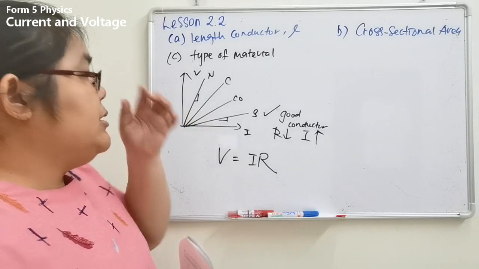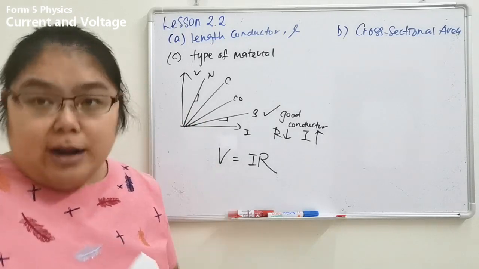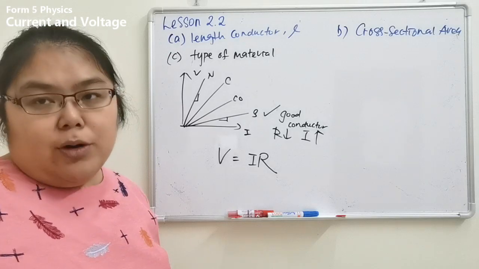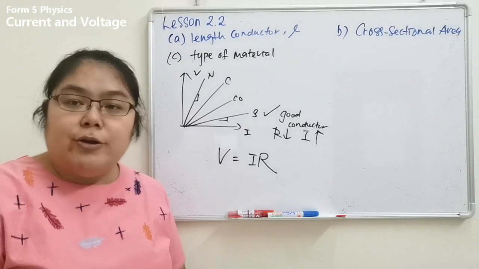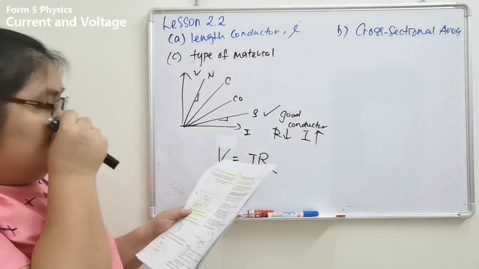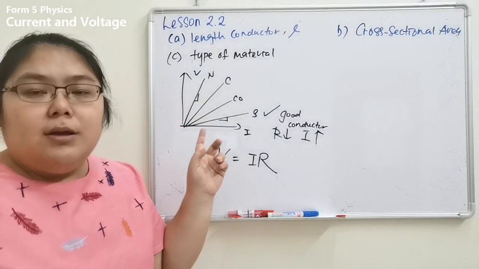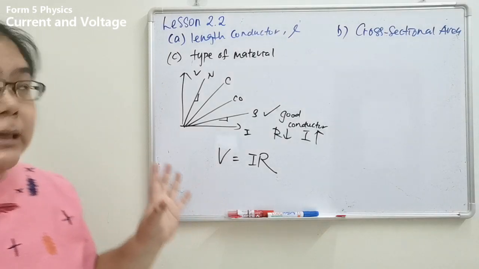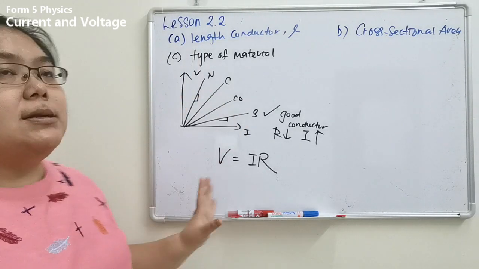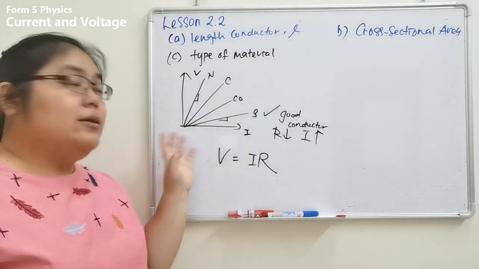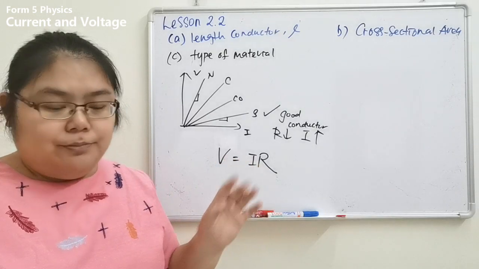So this one we call silver is a good heat conductor. Then the nichrome should be the poor heat conductor, or you can say the good electricity conductor. This one's a bad one. Okay, so we just refer to the graph. Then these are all ohmic conductors because they obey Ohm's law and pass through the origin.